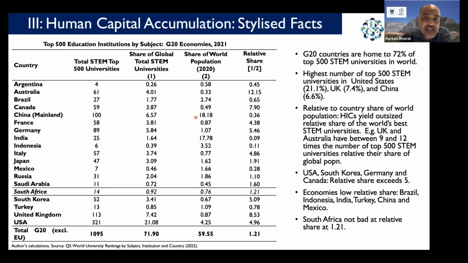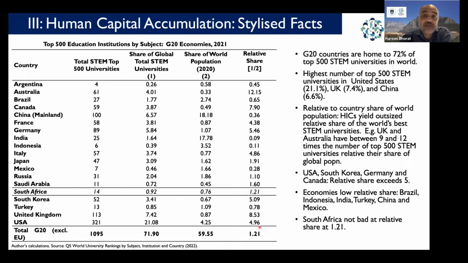So how do I do that? I look at the country's share of the world's population. So if the share of the world's population for China is 18%, they should have 18% of the world's STEM universities. They only have 6. So the ratio is what I measure here.